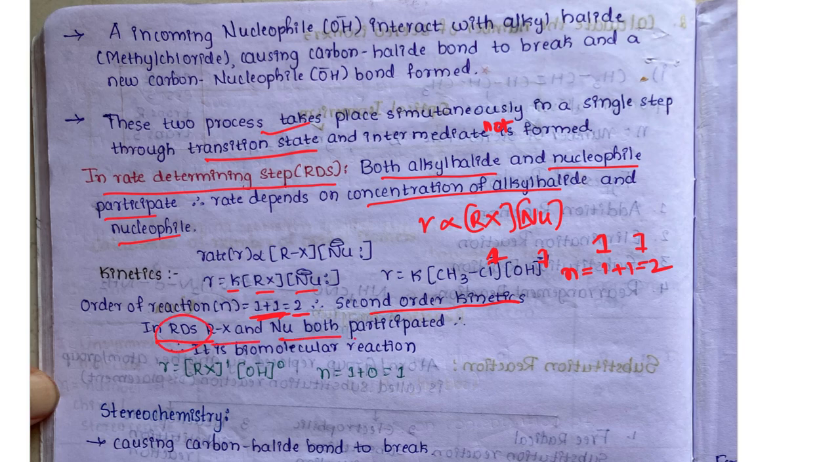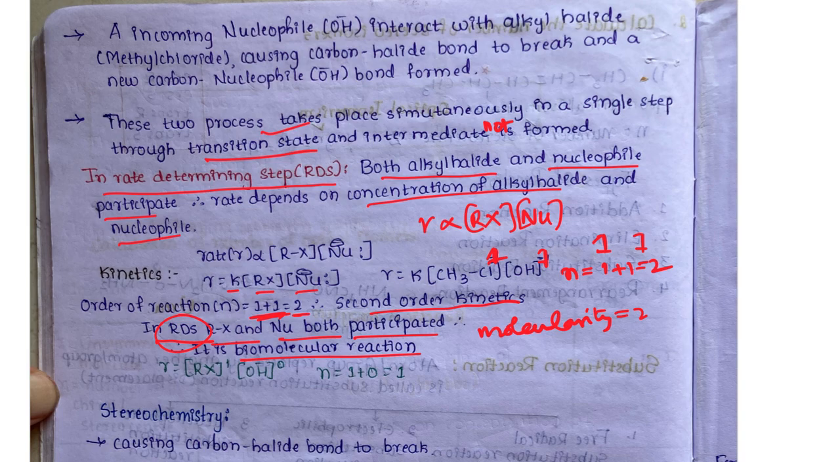Alkyl halide and nucleophile both participated. Therefore, it is a bimolecular reaction. Molecularity, what is it? Here the molecularity of this reaction is 2. In a rate determining step, how many molecules simultaneously collide, that is called its molecularity. Two molecules are participating, therefore its molecularity is 2.